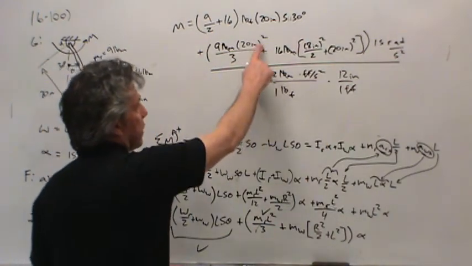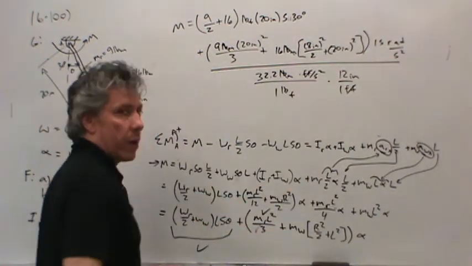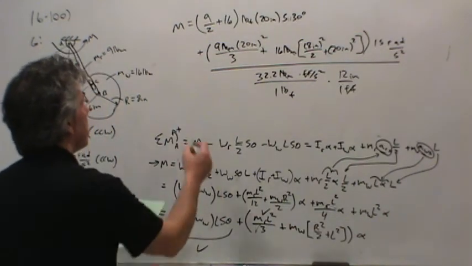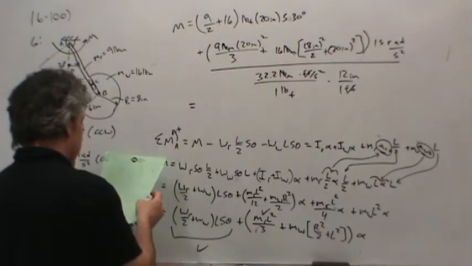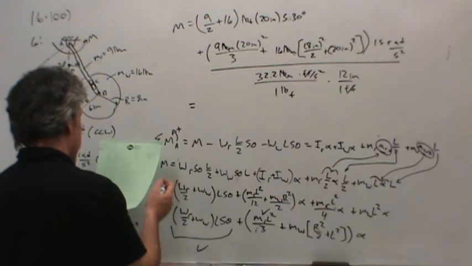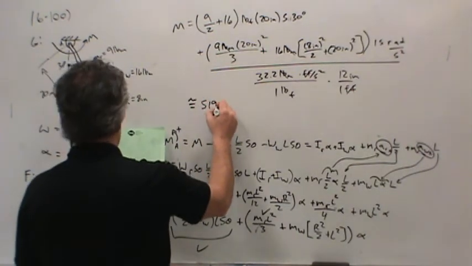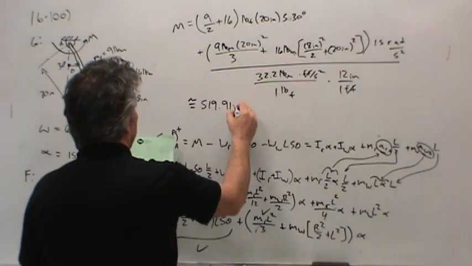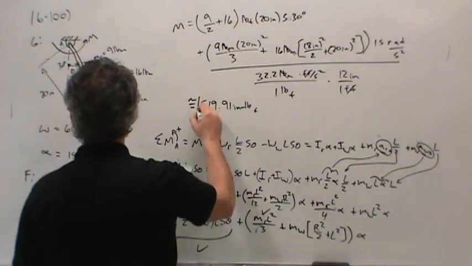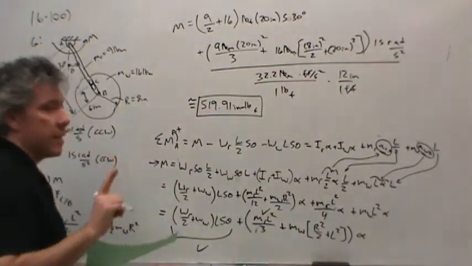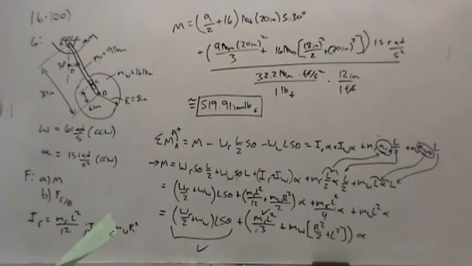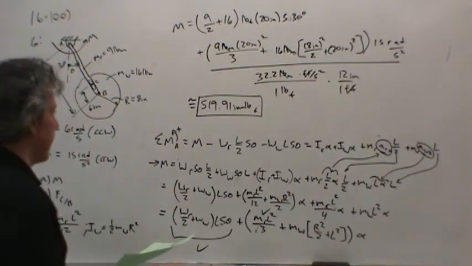And now one of the inch sets will cancel, and we'll just have pounds force inches for both terms. It's a mess, but when you plug it all into your calculator, you find that the moment required is about 519.91 inch pounds force. And that's the magnitude of the moment. Now, that's not the only story, right? That's not all of it. That was just part A.